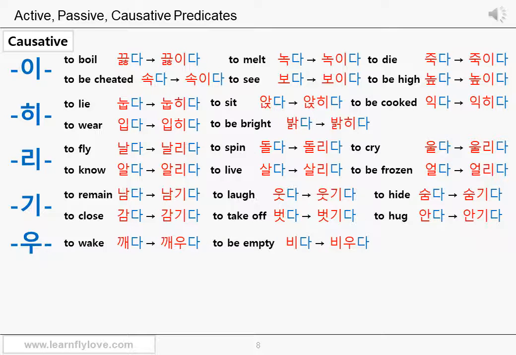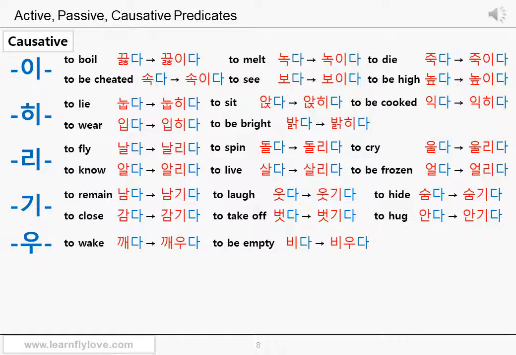Okay? To be empty. When the house is empty, you use 비다. But when you empty the bottle, you use the causative form 비우다 with the affix 우. Okay? By the way, empty is an adjective in English, but the active form 비다 in Korean is a verb.